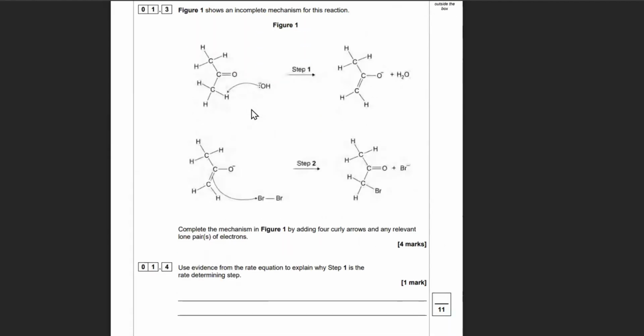Okay, so we have the last couple of bits of this question. 1.3, figure 1 shows an incomplete mechanism for this reaction. We have propanone, we have a hydroxide ion, we have step 1. Okay. Then we have step 2.